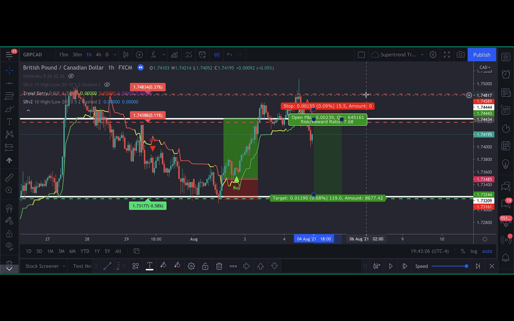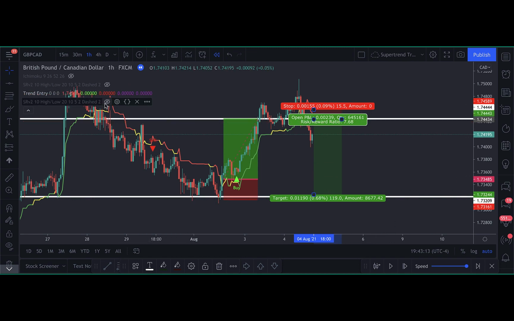And the next support is up here. So if it did a buy, I would probably have taken it right here. Since we're going for a sell, we're still going down here. Let's look at it on the 15 minute.